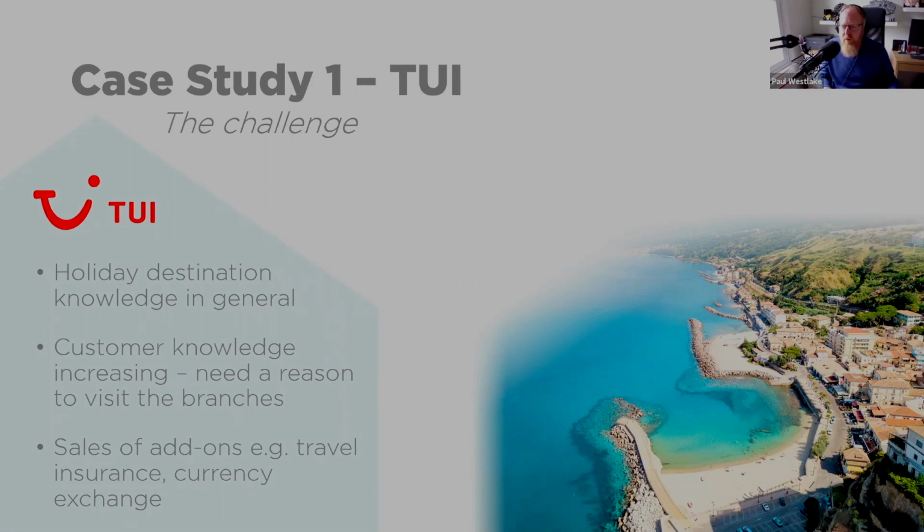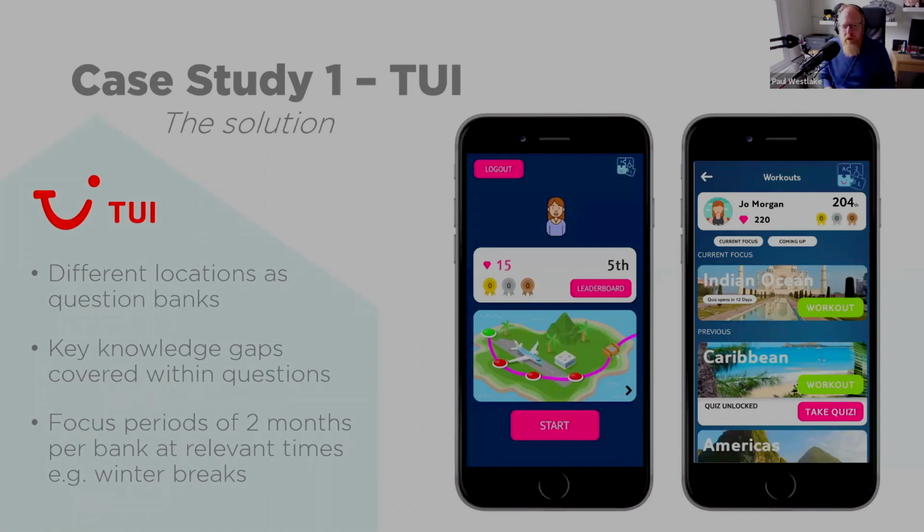So MemoryBox was actually a really good fit, and we introduced MemoryBox into TUI. We created a number of different question banks for a range of different destinations. So there was one for the Caribbean, one for the Americas, Indian Ocean, that sort of thing, covering topics that help the staff be seen as local experts.